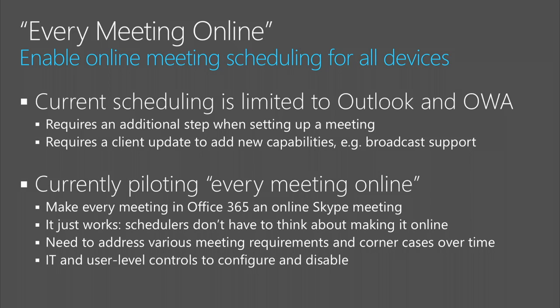So we are piloting internally right now a program around every meeting online where, as the meeting invitation is essentially being sent out, we stamp it with the appropriate coordinates for an online meeting. There's a lot of work to do here. We have to make sure we understand all the different options that people set around meetings. We have to make sure this works with the Skype broadcast meeting solution. We have to provide all the appropriate IT and end user controls, because not everybody's going to want this or going to want to tune it and tweak it. So we're evolving that. I just wanted to provide some perspective on that since it was mentioned. We're evolving that, and right now it's a pilot that we're running internally.